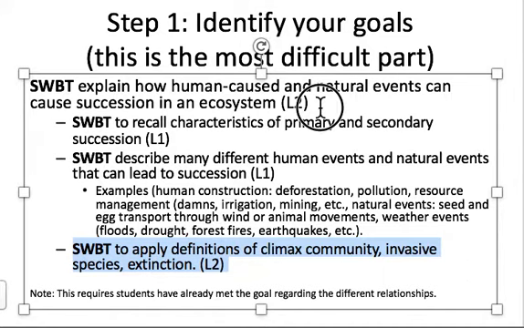So, again, this overall lesson goal is not just the sum of these parts, but it's figuring out how all these parts tie together, right? Some human things will lead to primary, some will lead to secondary succession. Strip mining, for example, leads to primary, right?